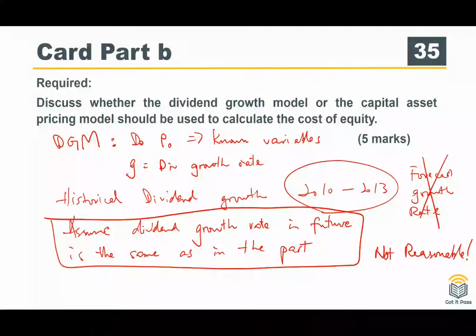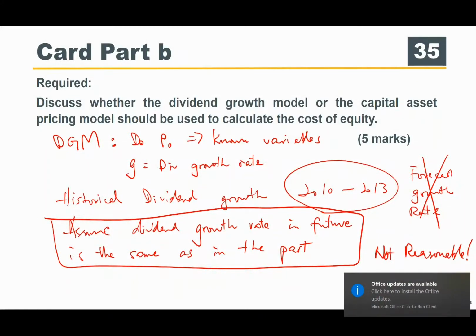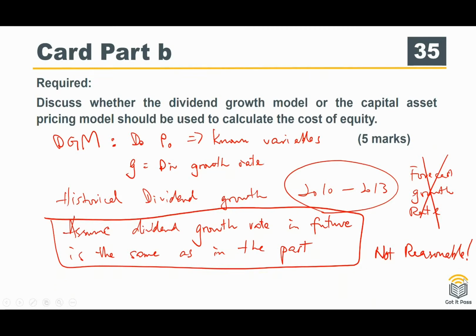So for the dividend growth model, the most challenging part is to find out the dividend growth rate, which, for example, we base on the history to find it out. It's not reasonable or realistic because in the future we should focus on the operations, the cash generated from the business, so that we can find the forecast growth rate instead of using the historical growth rate to replace the future growth rate. And how about the capital asset pricing model?